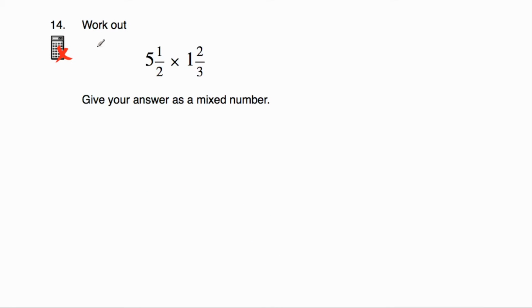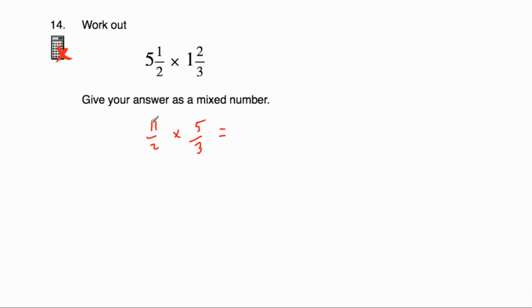Okay, question number 14 says work out 5½ multiplied by 1 2/3, and to give our answer as a mixed number. So again, we've got mixed numbers, so let's turn them into top heavy fractions. 5 times 2 is 10, plus 1 is 11, so we've got 11/2. So remember, in 5 there's going to be 10/2, plus another 1 will be 11/2. Multiplied by 1 2/3, well 1 times 3 is equal to 3, plus 2 is 5, so that's 5/3. Or another way to think about it, in 1 there's 3/3, and another 2/3 would be 5/3.